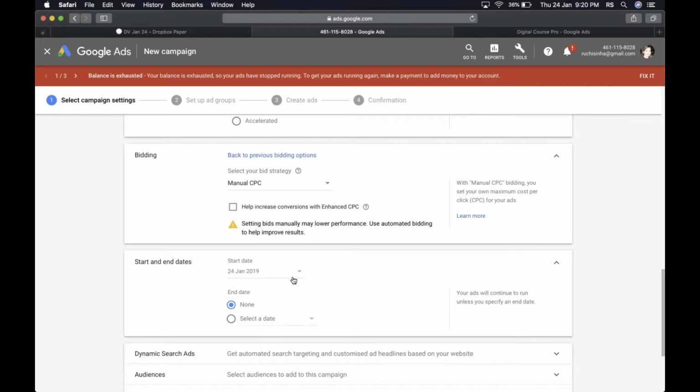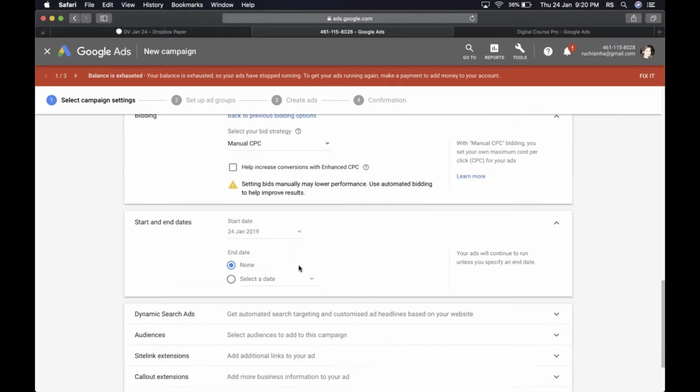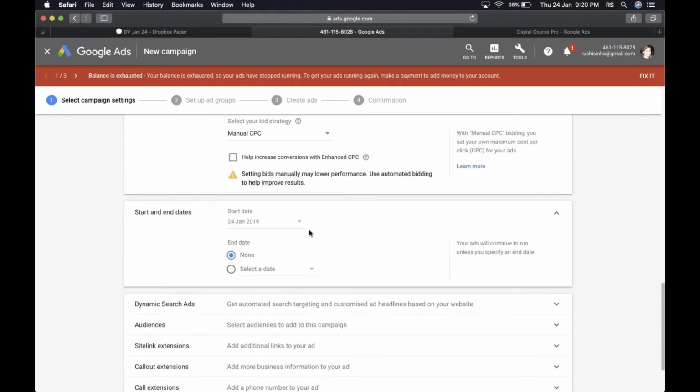Google will check and approve based on policies. What policies? We will see policies also on Tuesday, right? They will check legal and editorial policies. So that is the start date. End date you can leave as none. It is completely fine.